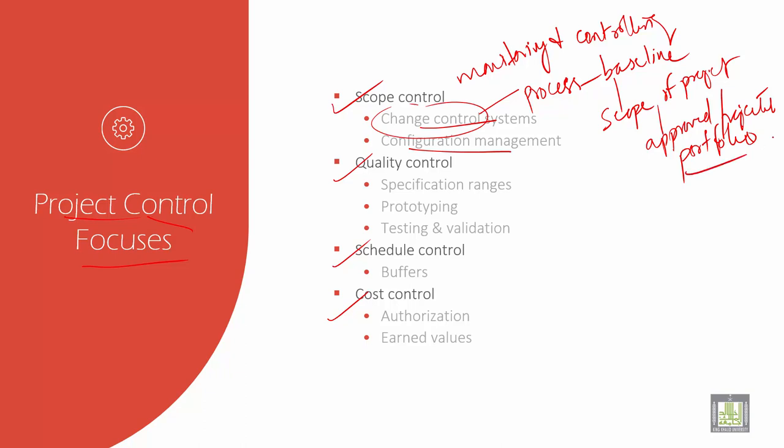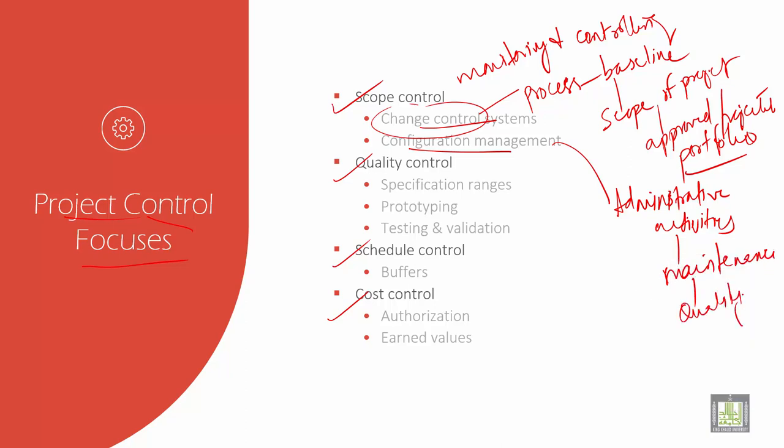Then configuration management. Configuration management is all the administrative activities concerned with maintenance. Then scope of work. So all these things are seen in configuration management. Then quality control.